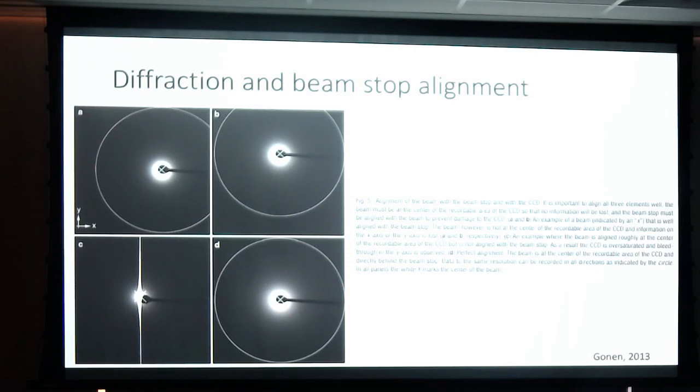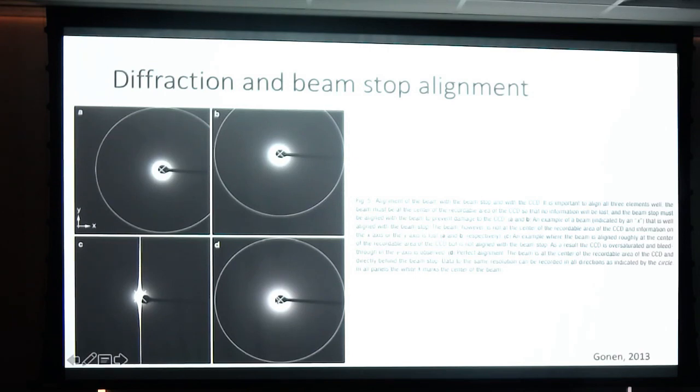So in A and B, the center of the diffraction pattern is not in the center of the CCD, and because of that, if you collected diffraction images in either A or B, you'd be missing the high resolution data in some directions, which is not what you want. In C, the diffraction pattern is centered nicely on the camera, but the beam stop is not centered over the diffraction spot, and so you would very quickly ruin your camera in this sort of setup. And then D is the ideal setup, where you have centered the diffraction spot and you've centered the beam stop over the diffraction spot, and this is how you definitely want to be collecting.